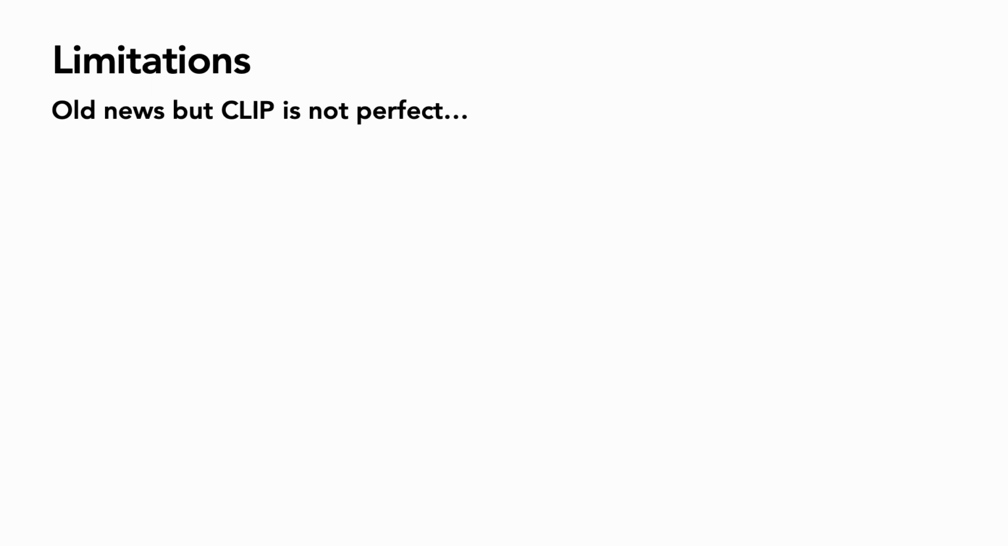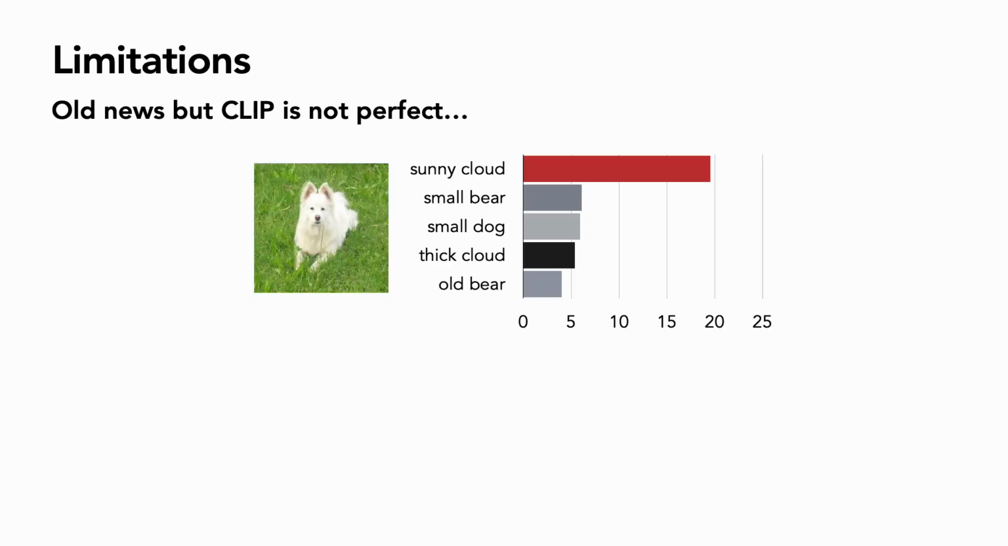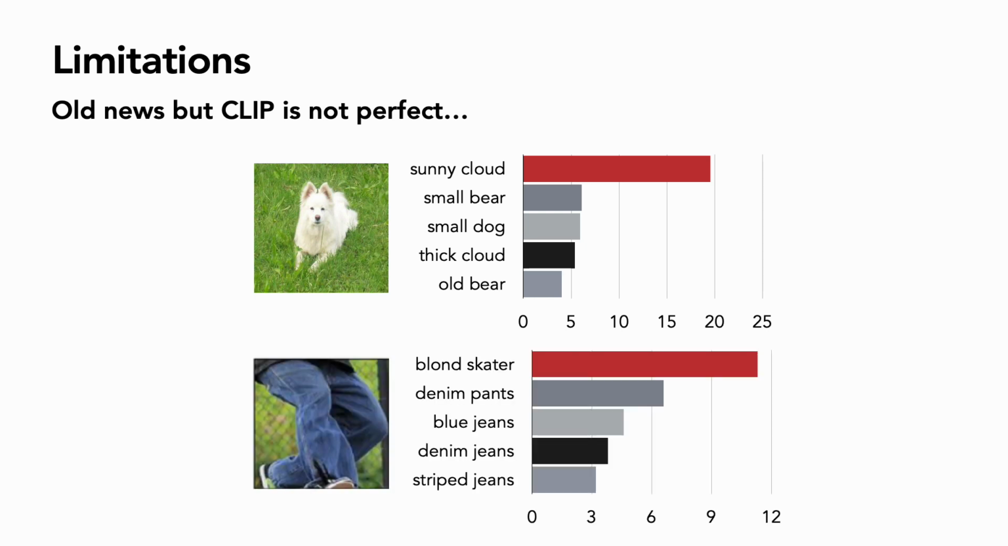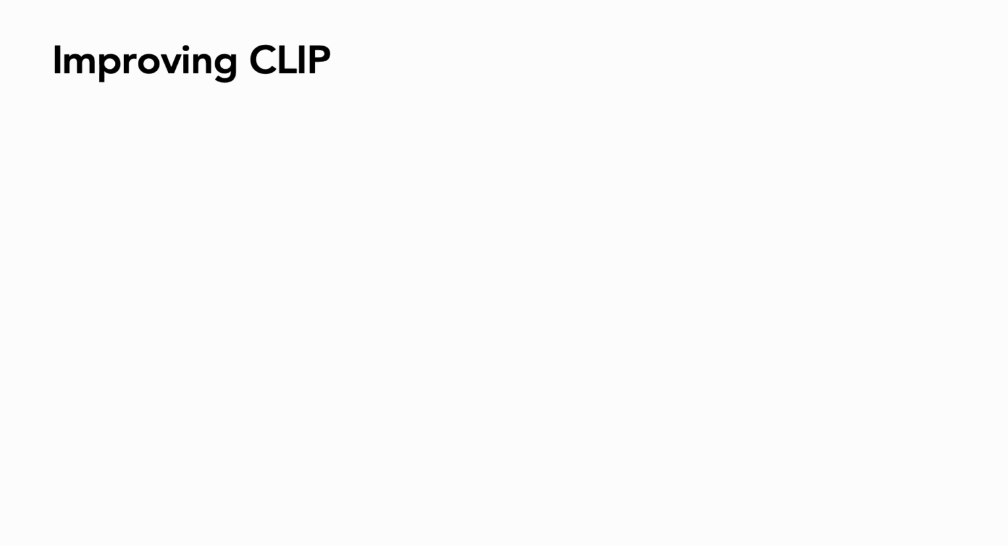Let's look at a few fine-grained classes where CLIP doesn't do well. Here's a picture of a small dog, but CLIP thinks this is a sunny cloud. We suspect CLIP relies more on the color information here. Here's a picture of blue jeans, but CLIP correlates this with a blonde skater. These limitations motivate us to improve CLIP as efficiently as possible.